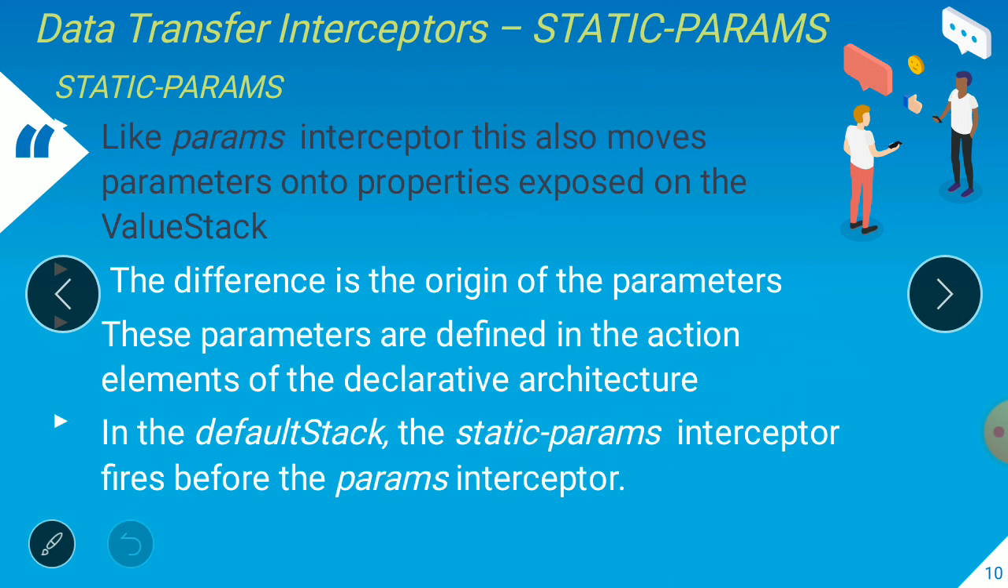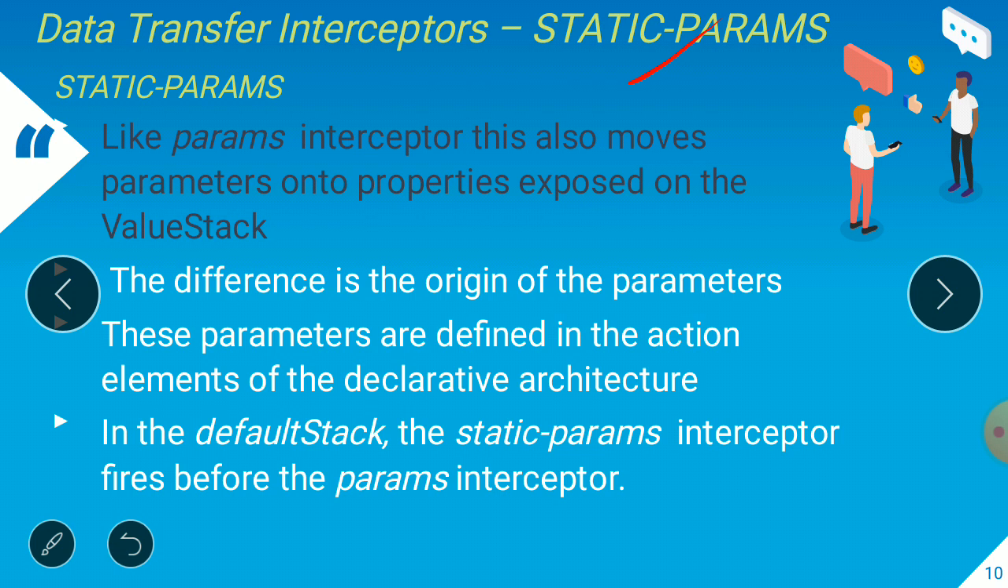So now we are having one more data transfer interceptor that is called static params. So static params will work similar to the params interceptor. It also moves the data to the value stack, to the name which is first exposed in the value stack, but the difference is the origin of the parameters.